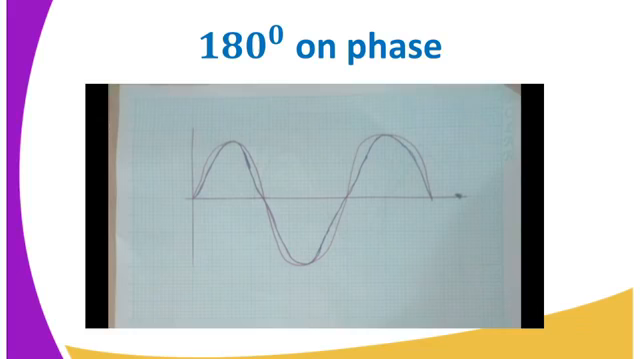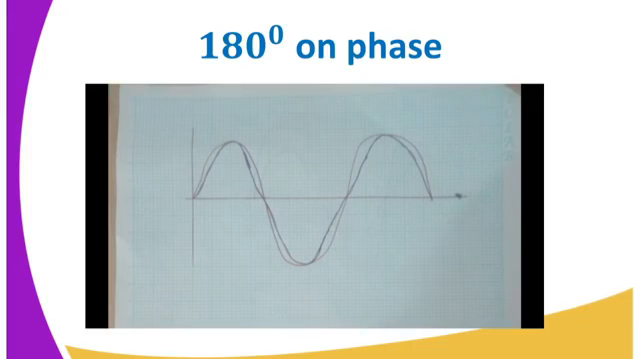Then why do we say they are on phase? They are on phase because the two wave motions are traveling in the same direction. Therefore, these waves are said to be 180 degrees on phase, because the two wave motions are traveling in the same direction with the same frequencies and the same amplitude. And at that point, we say that the waves are at 180 degrees on phase.